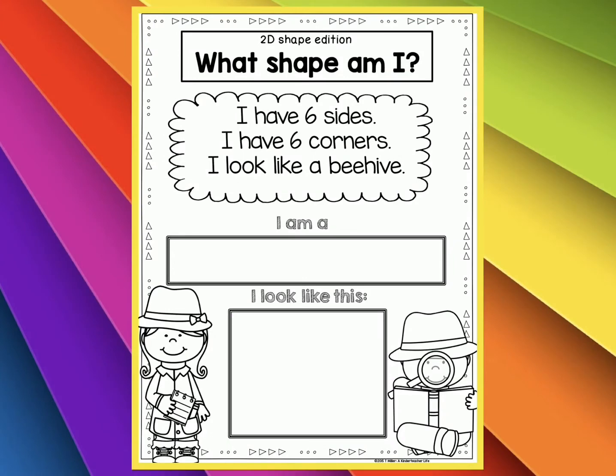Let's play these riddles together. What shape am I? I want you to help me to read the riddles and to figure out the shape. Are you ready to do that, grade 1? Lovely. I have 6 sides. I have 6 corners. I look like a beehive. What shape am I? 6 sides and 6 corners or vertices. Excellent! I am the hexagon. And I look like this.